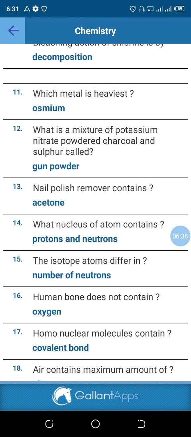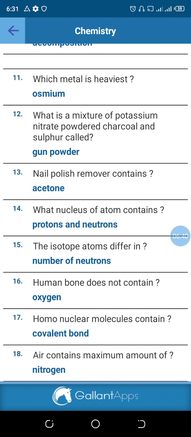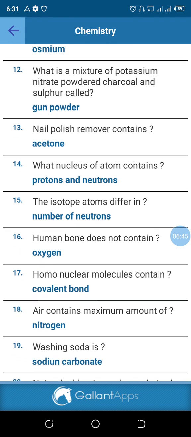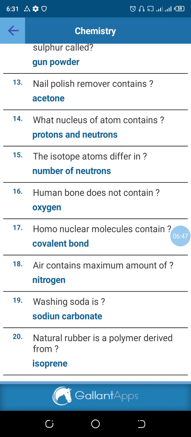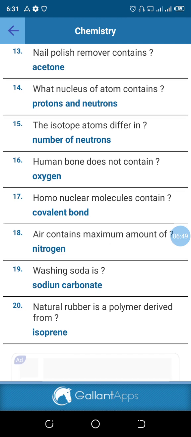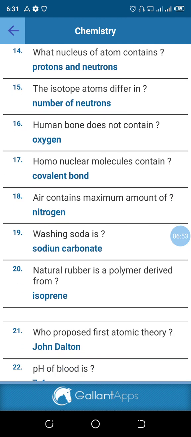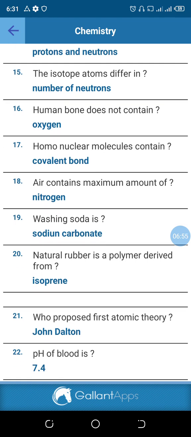Which metal is heaviest? Osmium. What is a mixture of potassium nitrate, powdered charcoal, and sulfur called? Gunpowder. Nail polish remover contains acetone. What nucleus of atom contains? Protons and neutrons. The isotope atoms differ in number of neutrons.